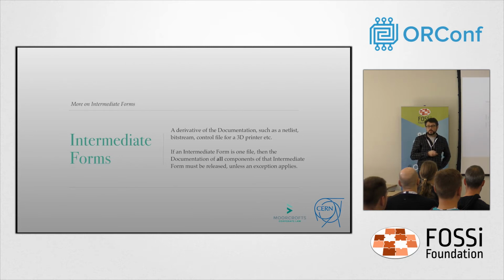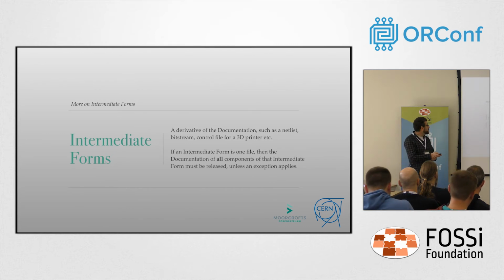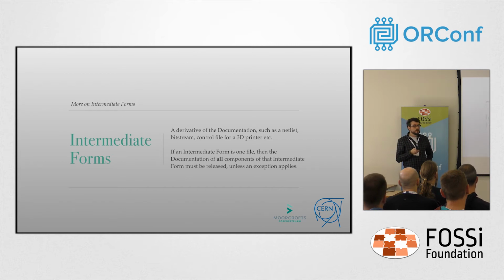So intermediate form becomes relevant in that if you're combining multiple projects and, as the result of that, you produce an intermediate form, for example a bitstream, then it means that when you release a product using that bitstream, unless you're using an exception, all of the components that we used to create that intermediate form, so that bitstream, will have to be released under the CERN Open Hardware License. So that's strong copyleft. It's broadly equivalent to the way that GPL works in that it's designed to cover the entire project.